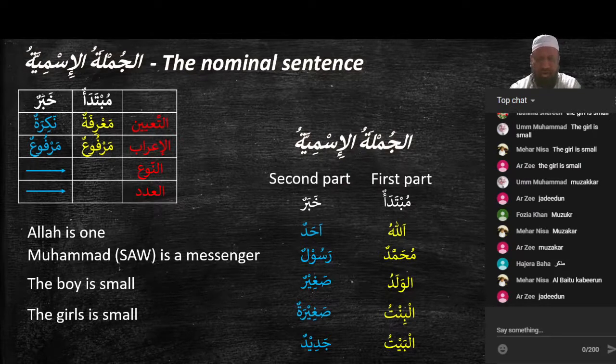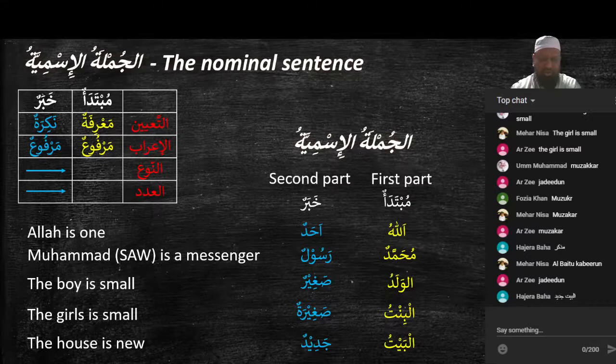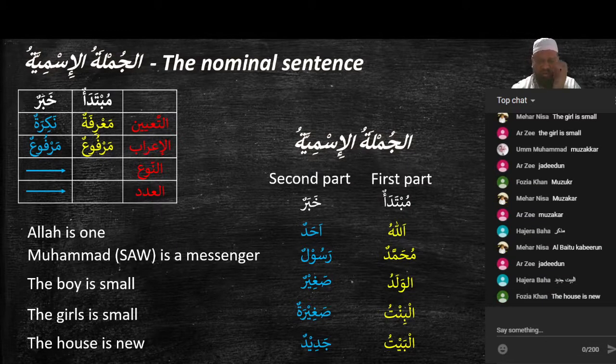So this structure will give us the linking word in English. I can translate. Al-baytu jadidun. Yeah, well done. The house is new. House is new.